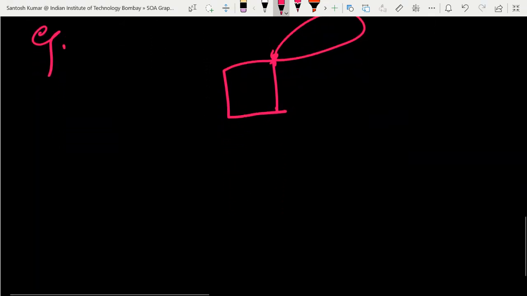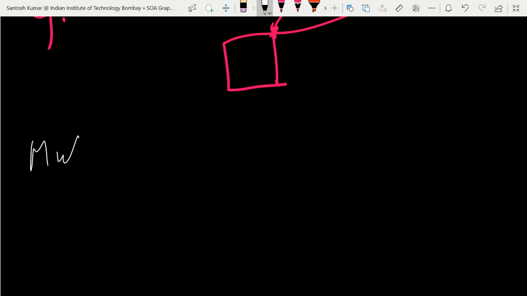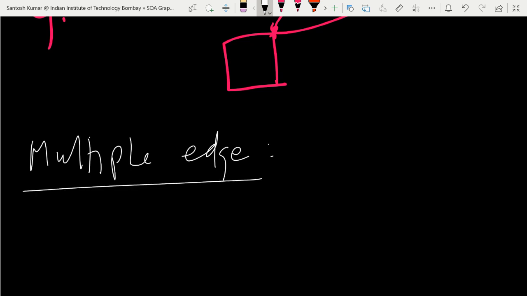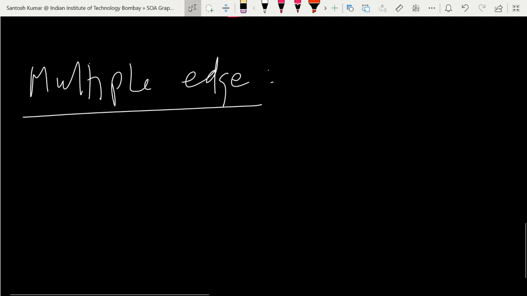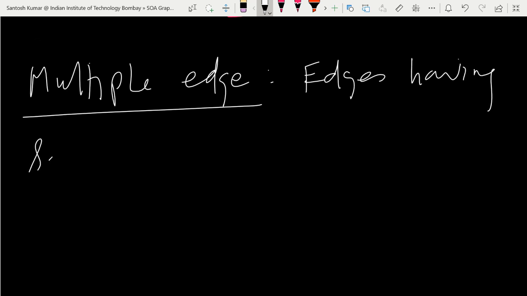Okay, so what is a multiple edge? Edges with the same pair of endpoints. Yes. So the name itself suggests the definition of multiple edge. Edges having the same pair of endpoints, like there are more than one edge between two endpoints. So edges having the same pair of endpoints.